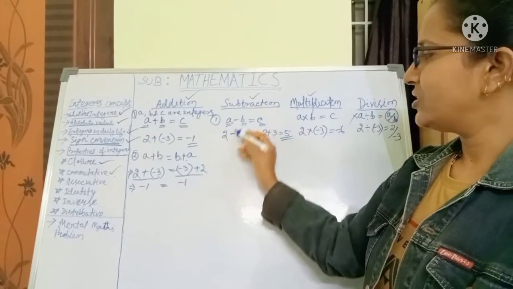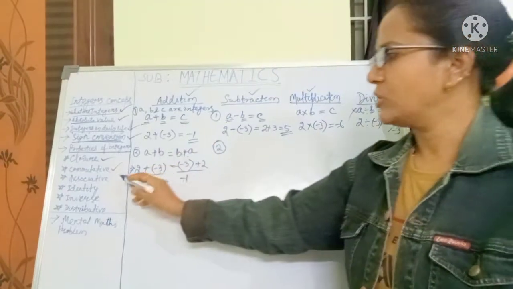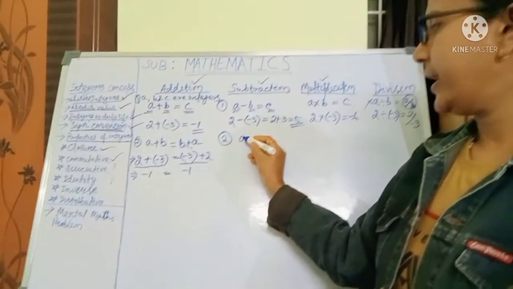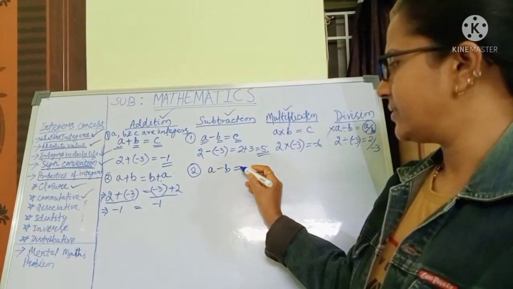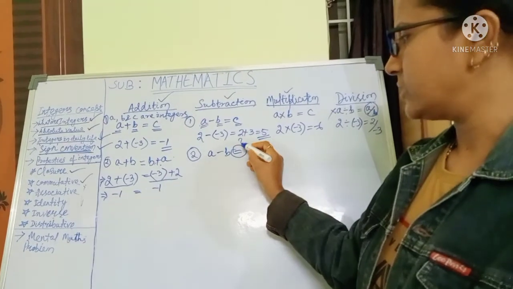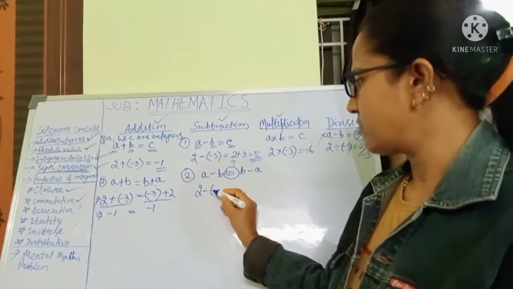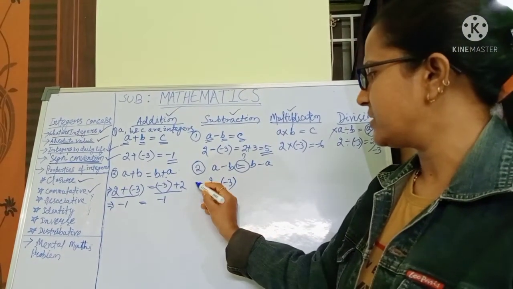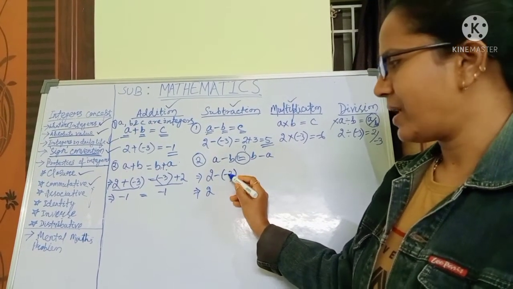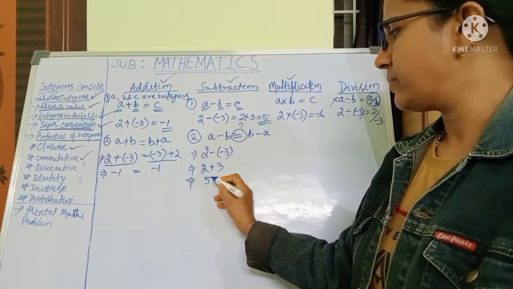Now we'll check for subtraction, whether the commutative property can be applied or not. If we take a minus b, is it equal to b minus a or not? We'll check it now. If I take a as 2 and b as minus 3, what will be the answer on the left hand side? It will be 2 minus of minus 3, which becomes plus 3, so the result will be 5.